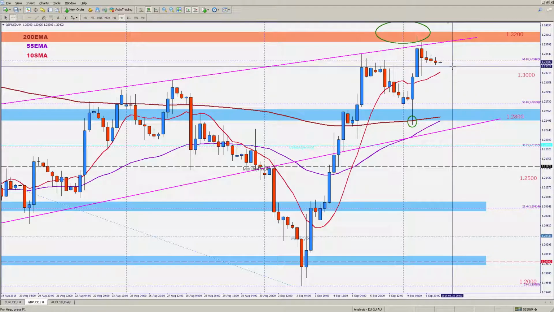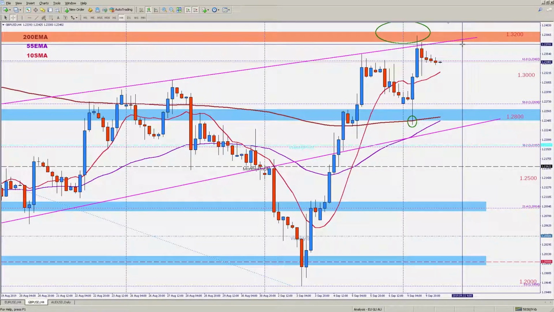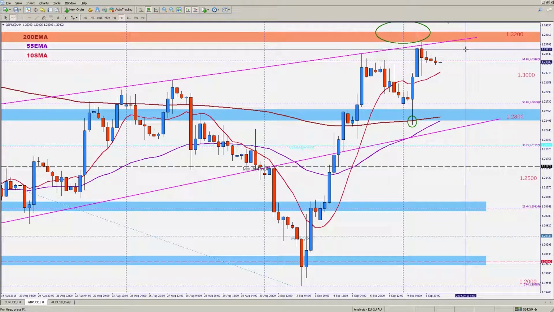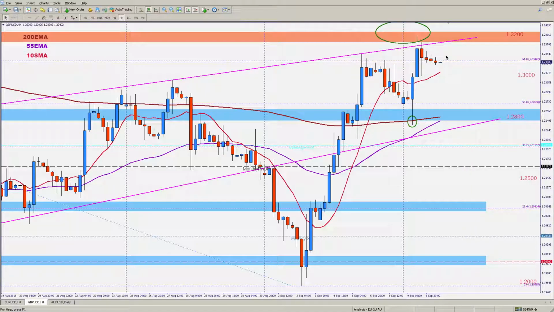So we'll see whether it's able to break out any higher, but unlikely, and it's probably going to trade within this range, within the channel, and likely with support from both the 200 and the 55 period EMAs.